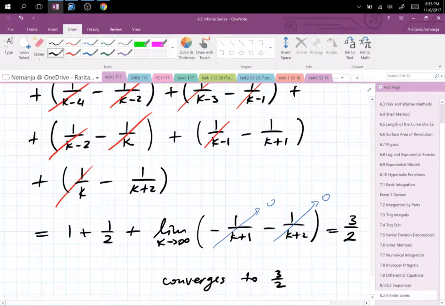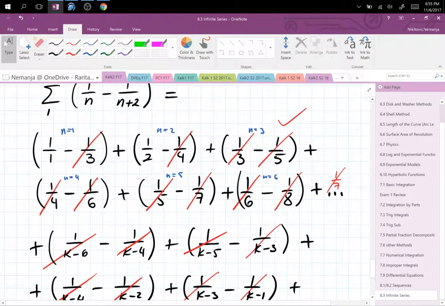Converges to 3/2. So the series 1 over n minus 1 over n plus 2 converges to 3/2 when you start from 1 to infinity. You have infinitely many of those. We started adding them up. This is what you would have to do all the way to infinity, like this. I only did 6. You would have to do all of these all the way up to infinity, and when you add them all up, infinitely many of those, you would get 3/2. This series converges to 3/2. That's the sum.